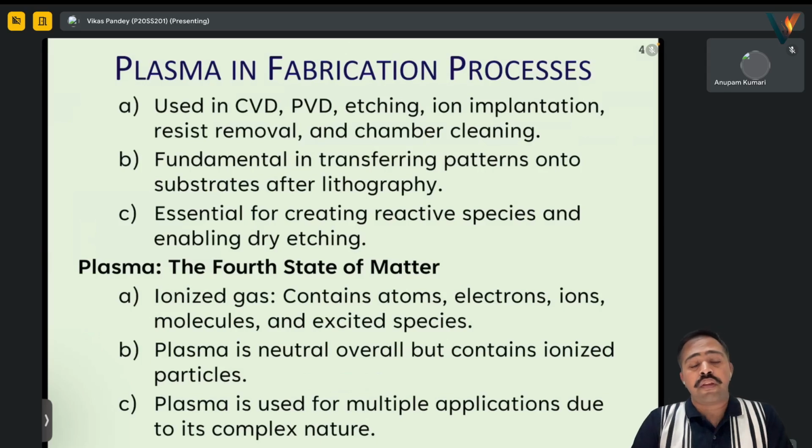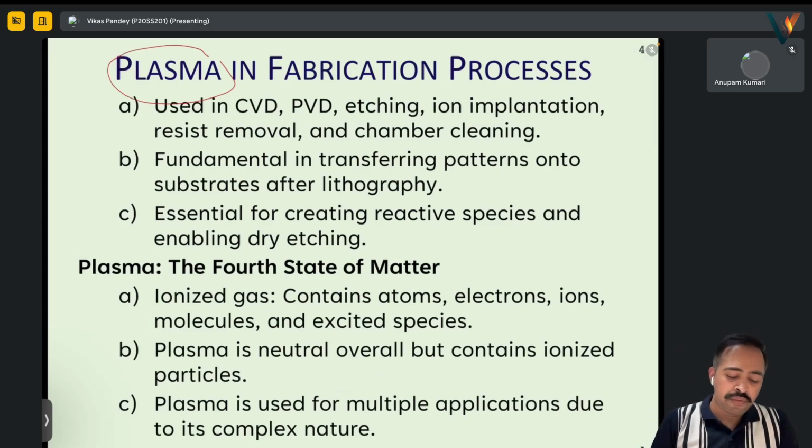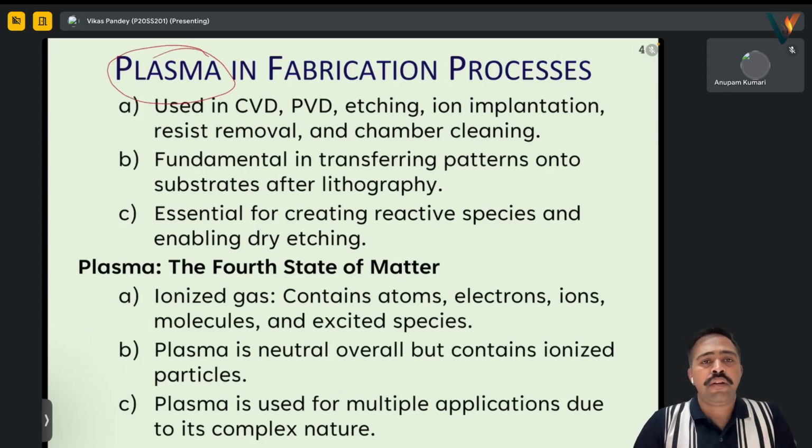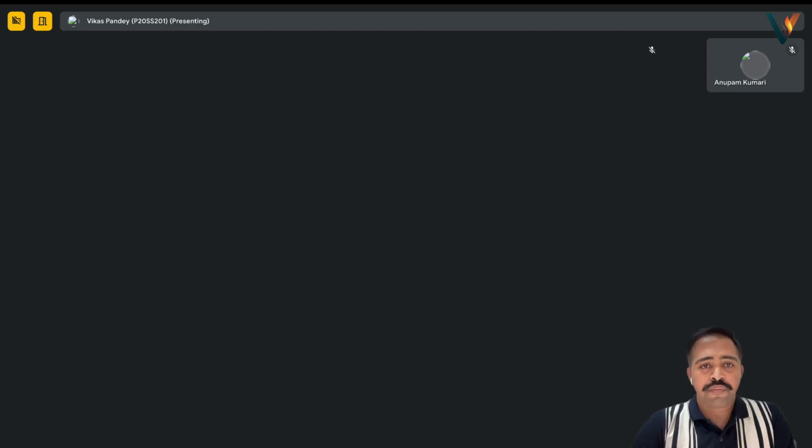So, to understand dry etching, one important thing that we have come across many times is plasma, which is very important in case of fabrication processes. We have seen plasma many times. We have talked about plasma. Okay, so what is a plasma? Can you answer, what is plasma, or are you aware of plasma?